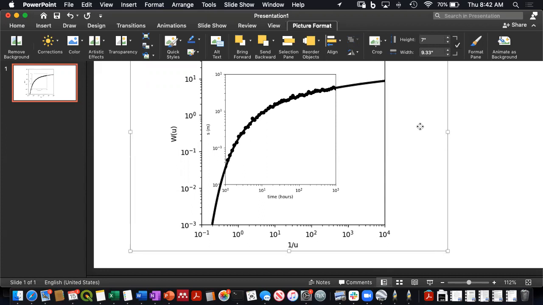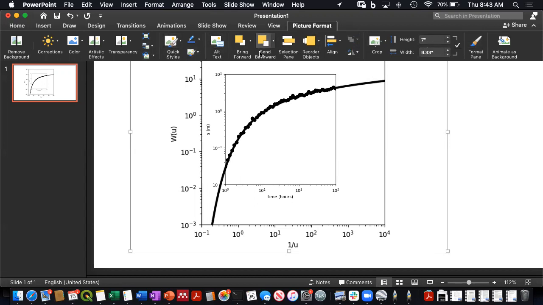So now we can pick any point on these graphs as a match point. It doesn't matter, and the point on this graph that corresponds to a certain drawdown at a certain time will correspond to a certain W(u) and 1 over u. The point here is we want to pick a match point that's easy for us to pick numbers off of. Let me demonstrate what I'm talking about.